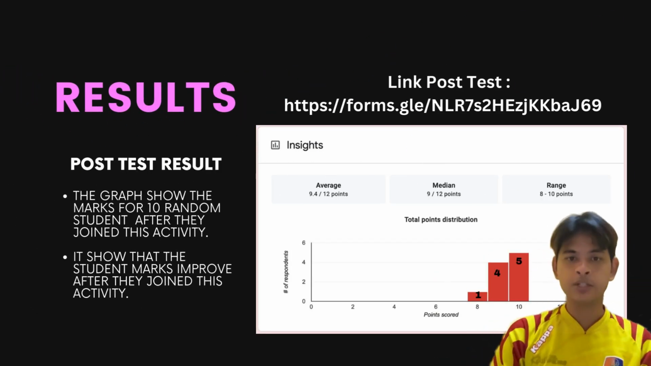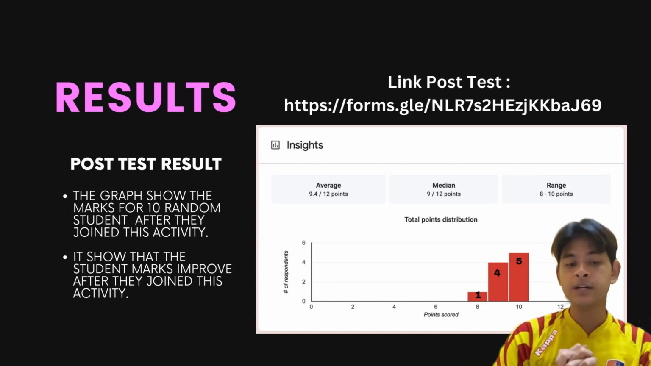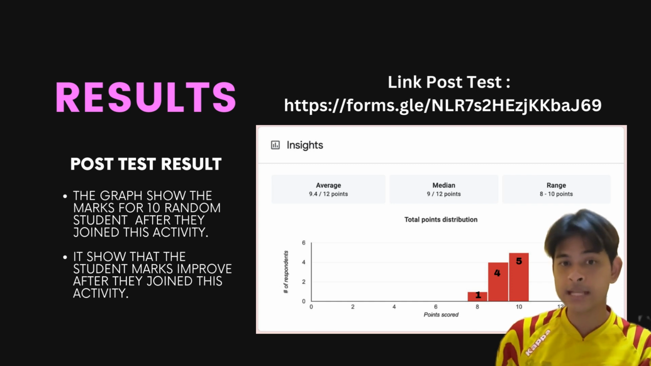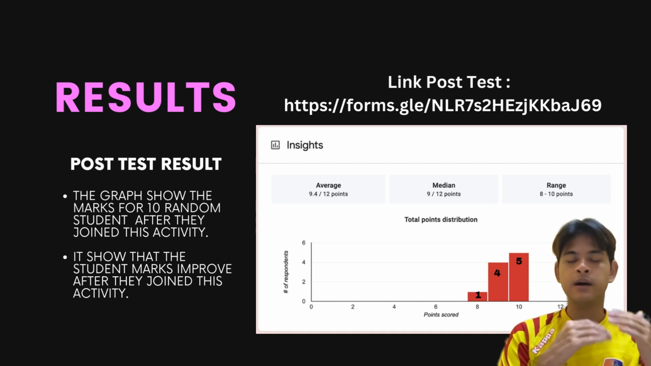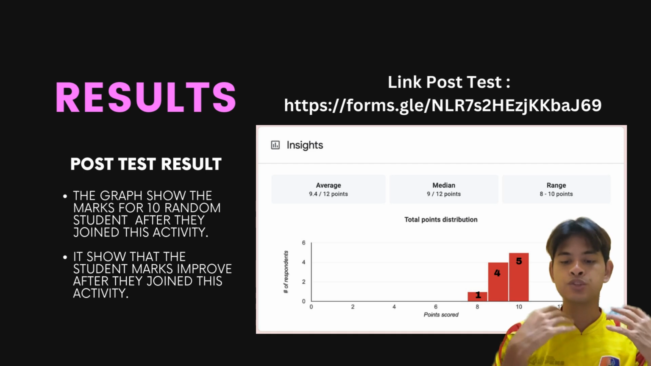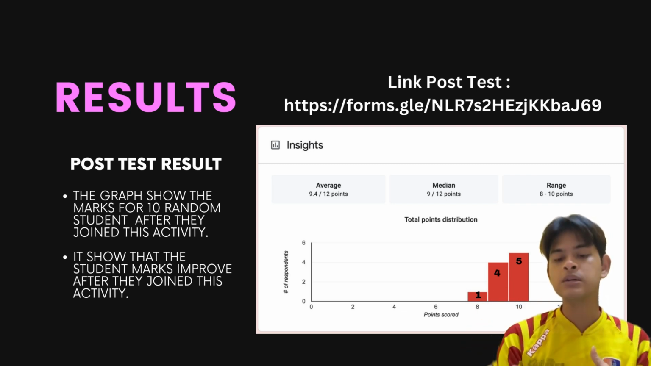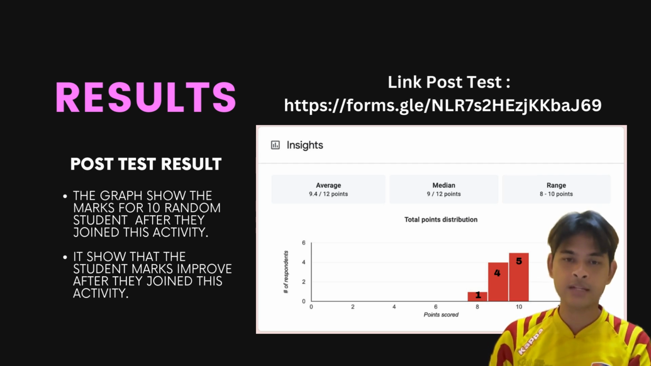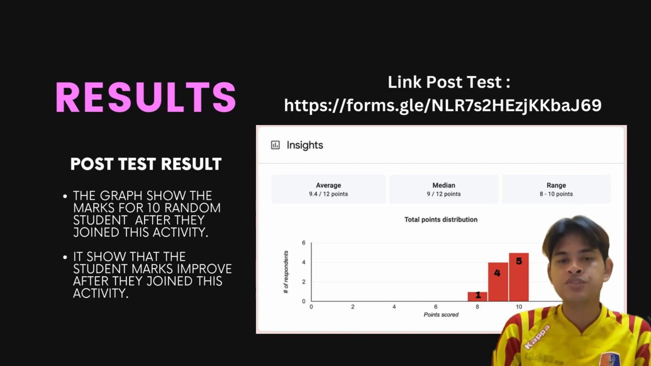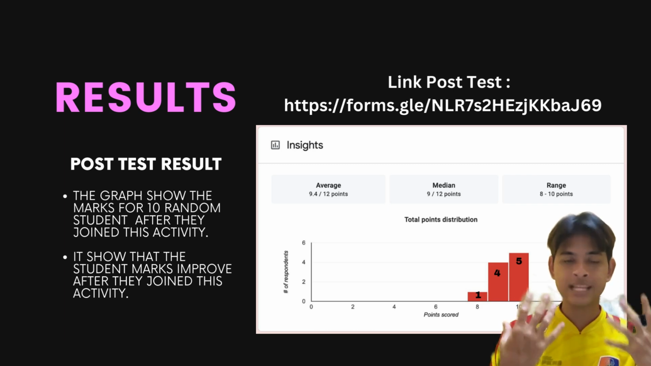But after we did the investigations and activities, we can see improvements in their marks when they took the post-test, where we used the same questions but changed the arrangement of the questions. Most of them can score full marks, which is 10 over 10, and only one student scored 8 over 10, which, as chemistry teachers, we are really satisfied with the result.